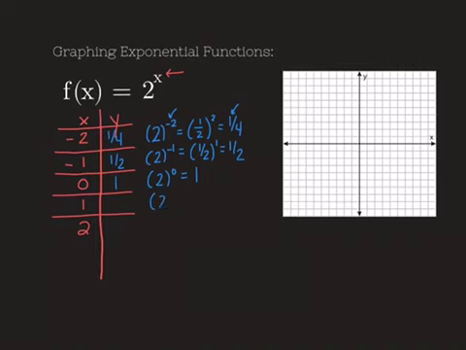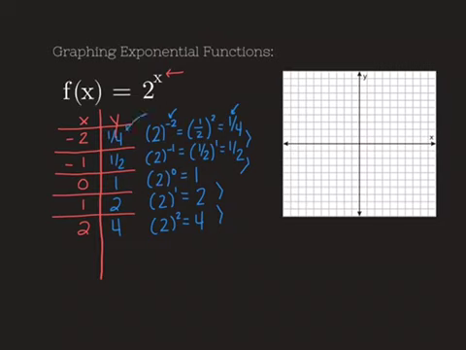And then we have 2 to the 1st, which is 2. And then we have 2 squared, which is 4. So this is our table of values. You'll notice we're not changing by the same amount every time. It's actually different amounts that we're changing by every time.